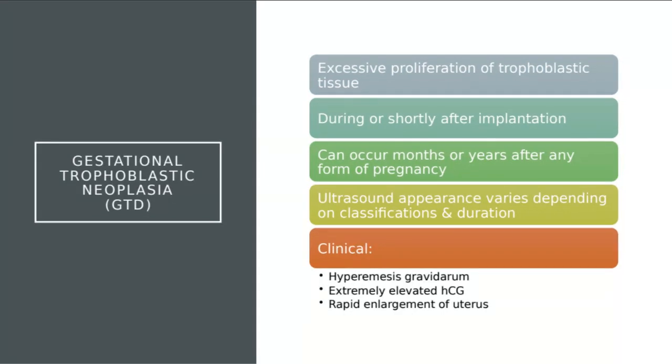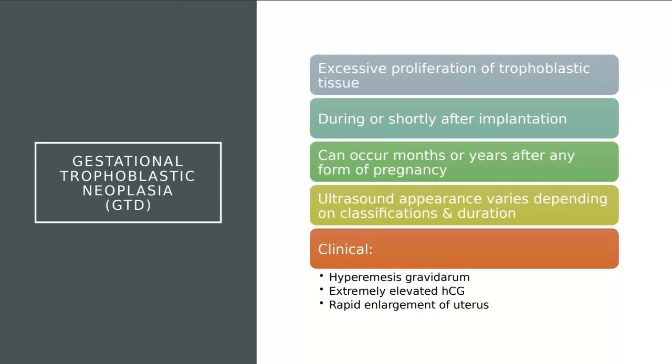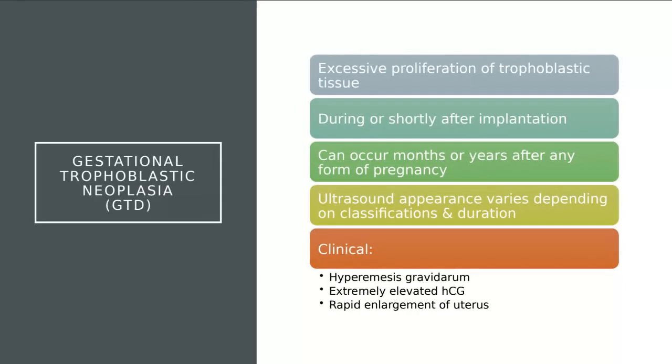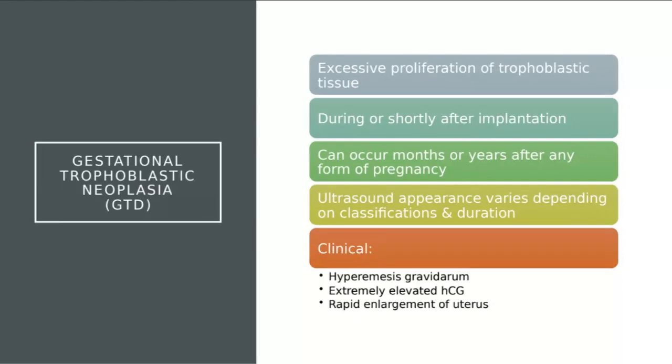Now we're going to get into one of the variations of this disease where it's a little bit questionable if they're pregnant. These patients will have that high HCG level even though they are not actually pregnant. They are going to have hyperemesis gravidarum because of that severe increase in hormones, and they are going to have rapid enlargement of their uterus like they would if they were pregnant.